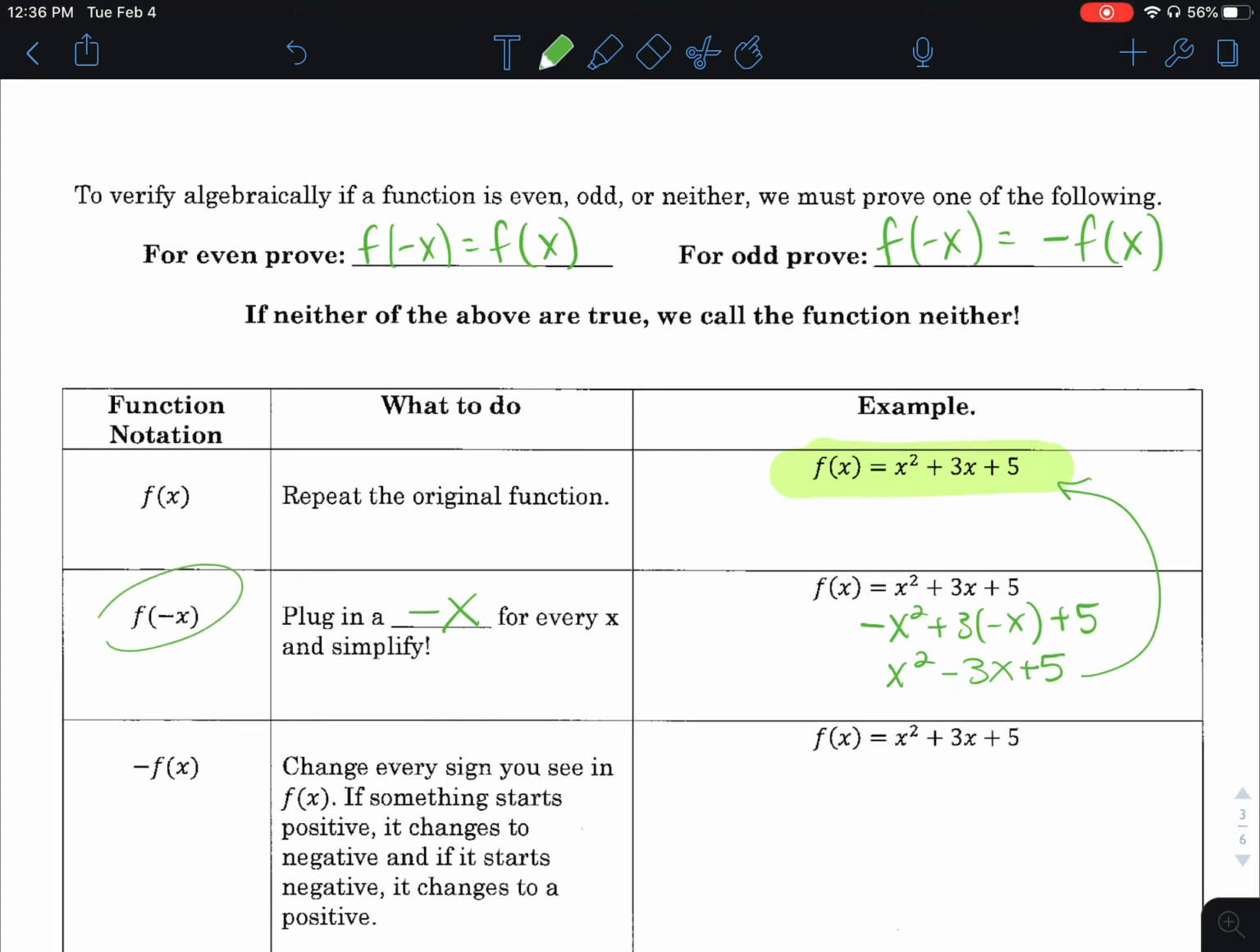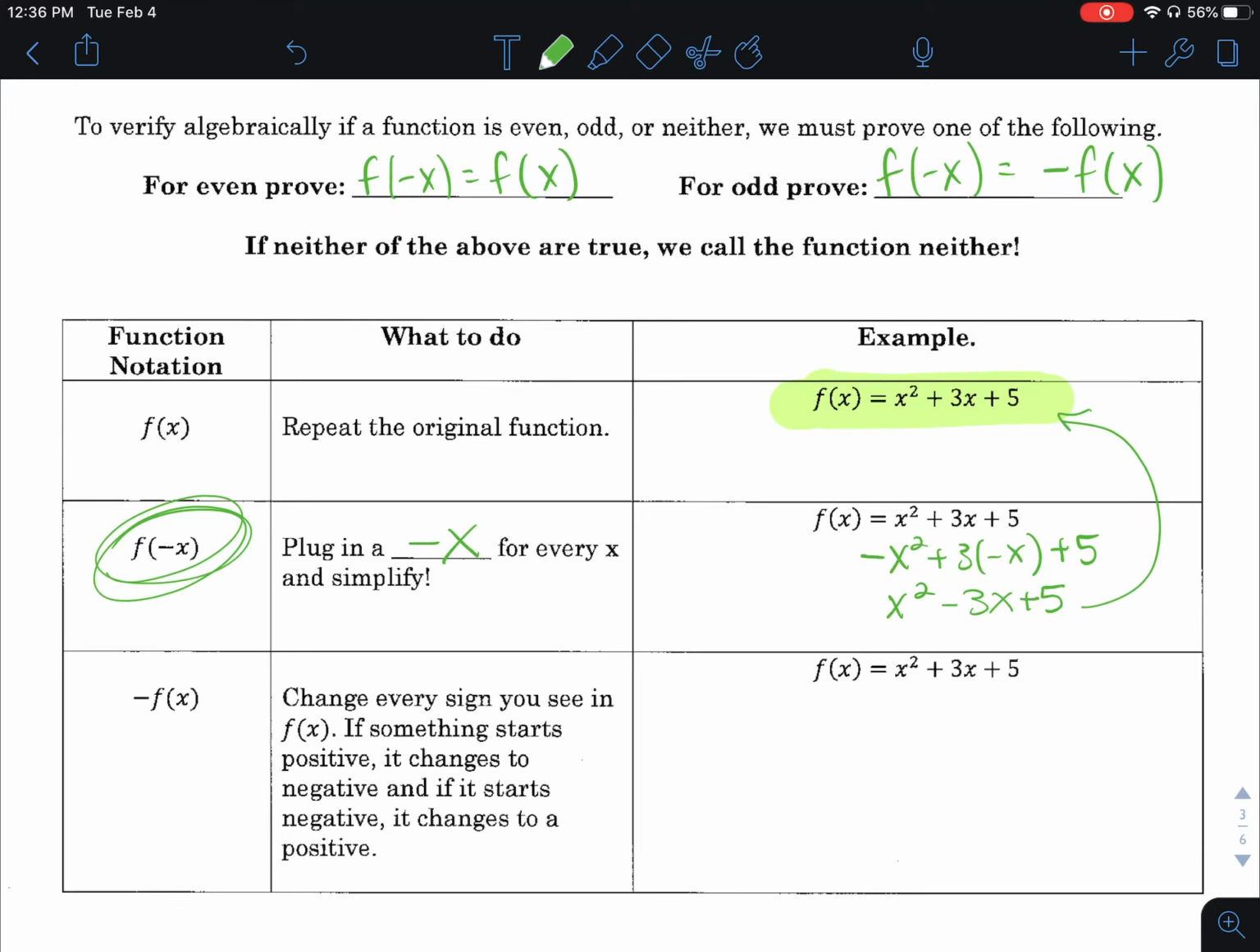Then this is asking us to do the exact same thing. Here again, this is our answer. Go back to the original. Is everything flipped? Well, we have x squared and x squared. We have negative 3x, but now it's a positive 3x, and then we still have a positive 5. So again, only the middle term flipped. Therefore, this is neither even nor odd.